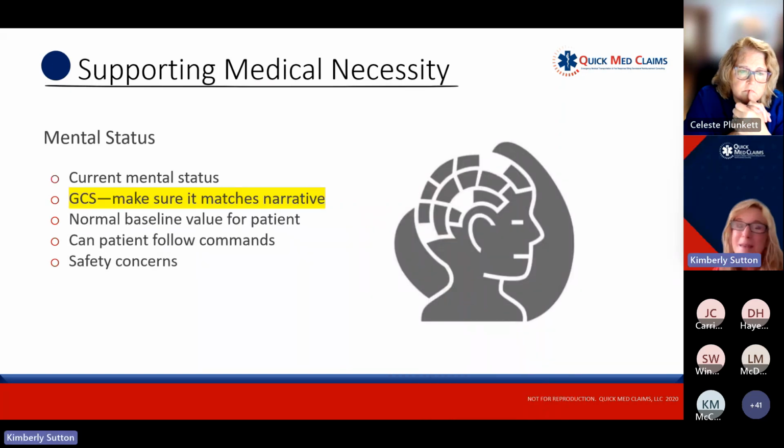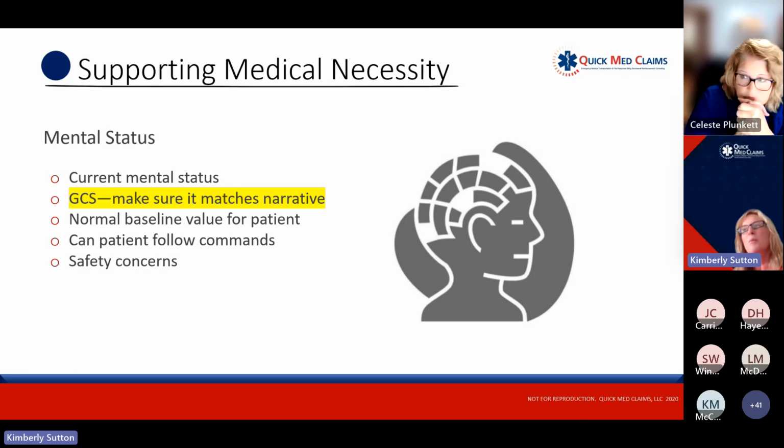Another thing that supports medical necessity, not only documenting your pain assessment and what interventions, is the patient's mental status. We see a lot when we are auditing charts that the Glasgow Coma Scale will say that the patient is a 4 or a 5. But then when we look at the activity summary in EMS charts, it says the patient is alert, pleasantly smiling. We just want to make sure that your Glasgow Coma Scale matches what you're describing in your narrative.